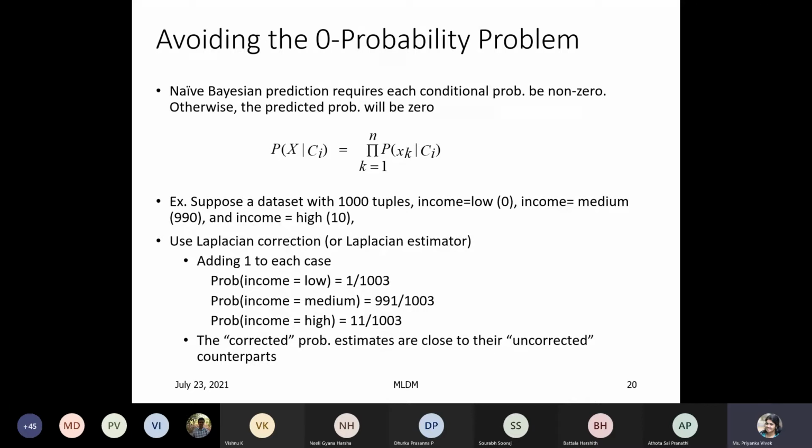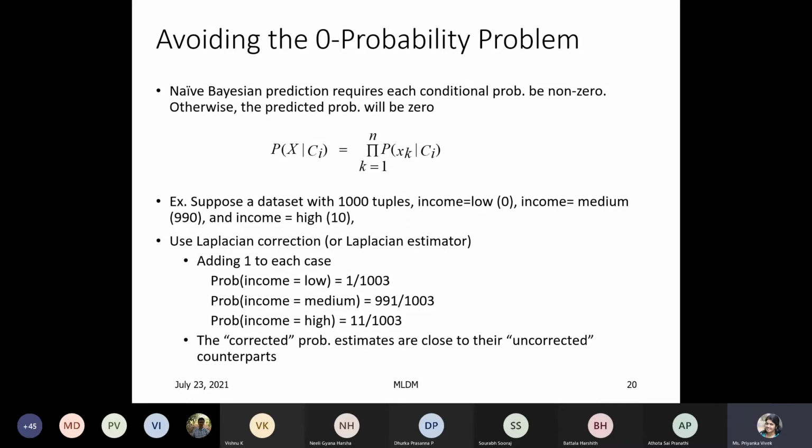Okay, so that is not correct actually. So what we have to do, we have to solve it somehow. One usual approach is Laplacian correction, or we also say it as smoothing. So what we do here is identify how many values there are for that particular attribute.